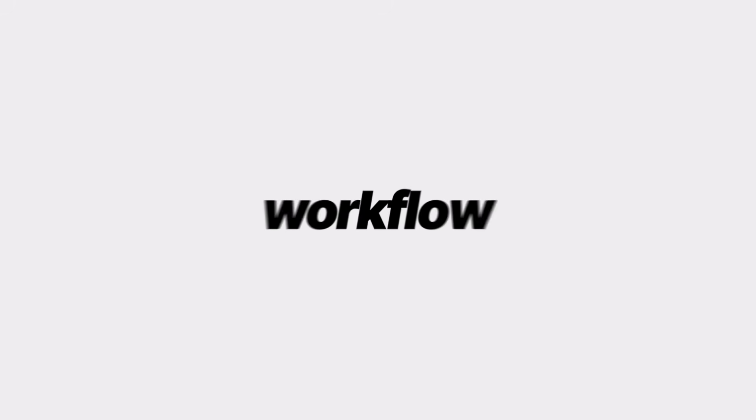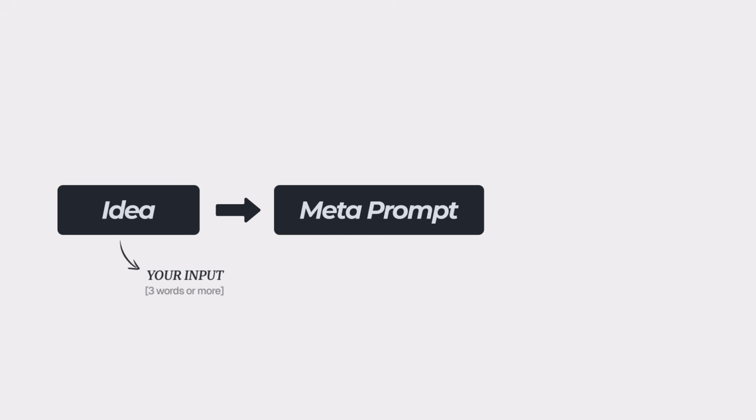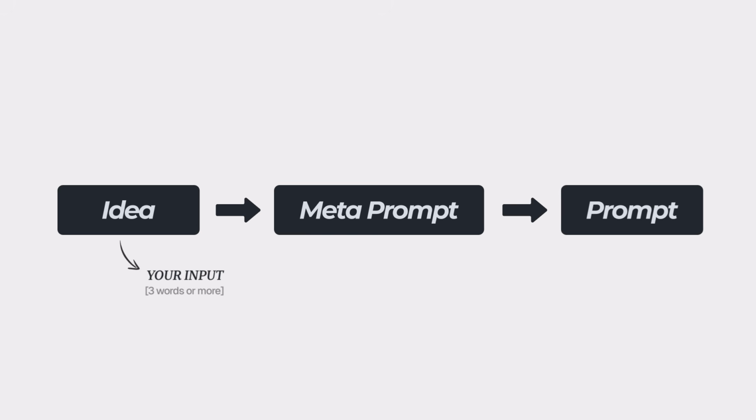Now let's get back to our workflow. Our workflow will simply be a meta prompt. A meta prompt, if you don't know, is a prompt that writes other prompts. You simply give it a simple idea and it outputs a full structured image prompt that follows our instructions. We'll use ChatGPT to run the meta prompt and Gemini to generate images from the resulting prompts.